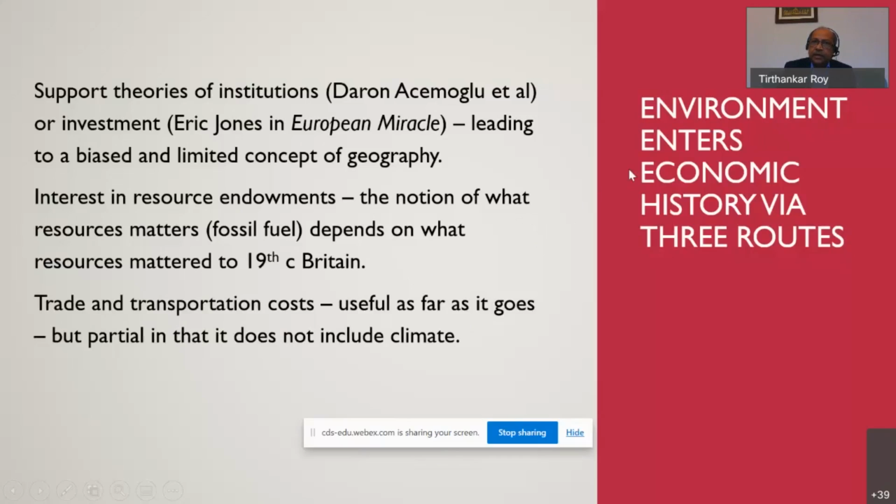A third way that geography comes into long-range economic history is via trade and transportation cost, which is a very important concept, and of course useful in understanding market integration and market development, which are big themes in economic history. But they do not include a notion of climate, and therefore it's a partial definition of geography.